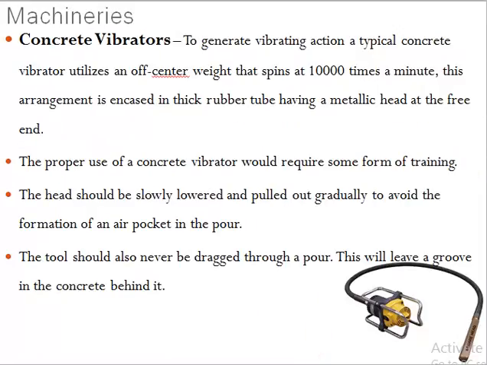To generate the vibrating action, a concrete vibrator has an off-center weight that spins 10,000 times in a minute. This arrangement is encased in a thick rubber tube having a metallic head at the free end.